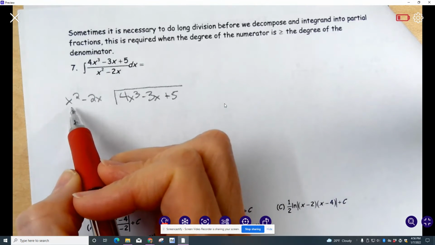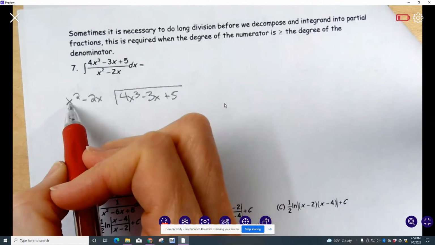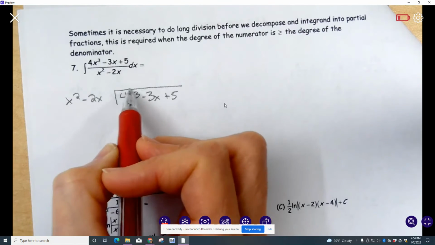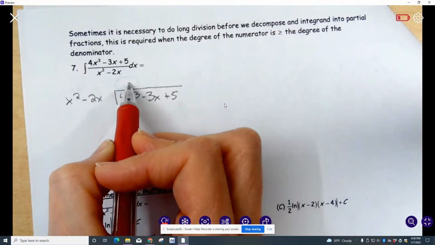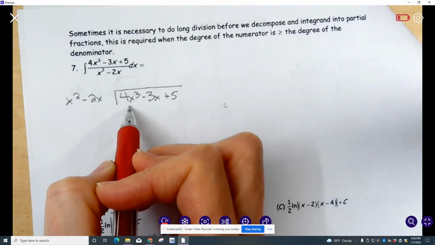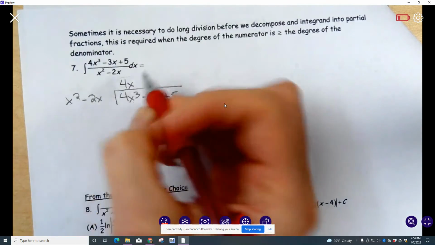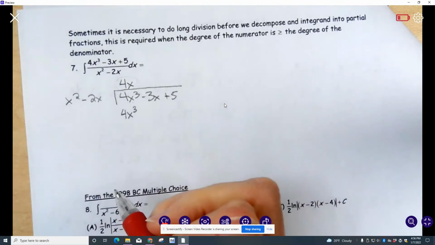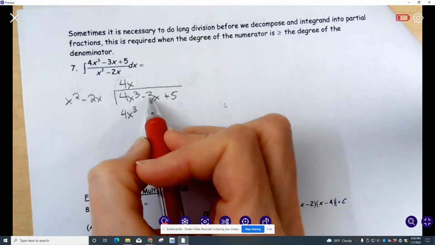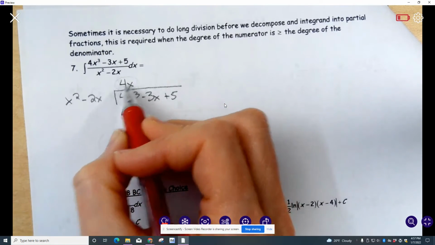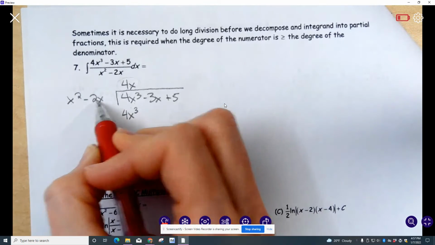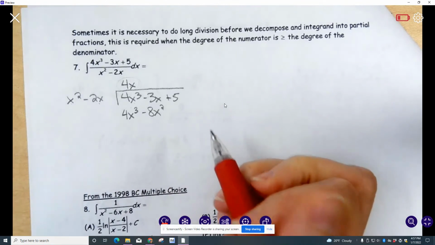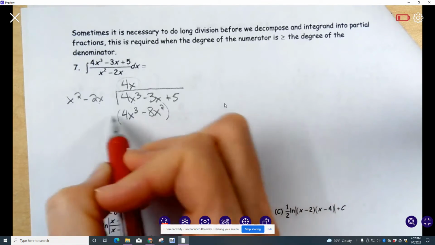So what I want to think here is, how many times does x squared go into 4x to the third? Or what do I have to multiply if this times this needs to equal that? So if I have a 4x here, 4x times x squared would be 4x to the third. Then I want to do the 4x times the -2x also. So that would get me -8x squared. And then I want to subtract.